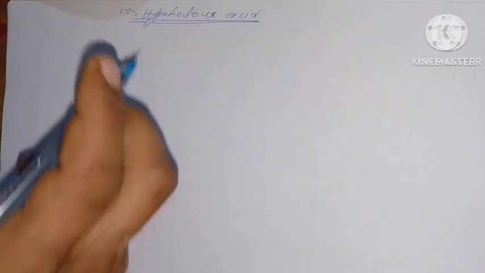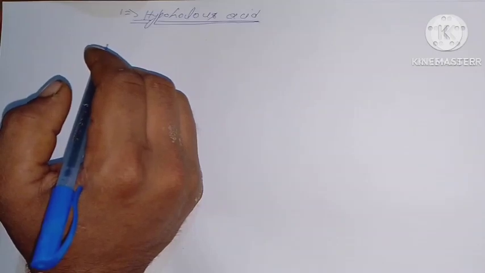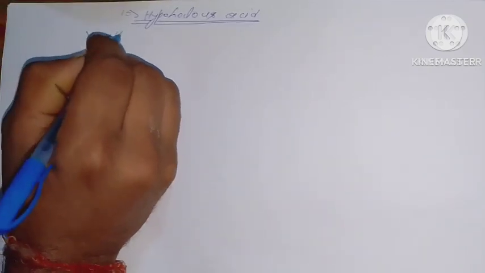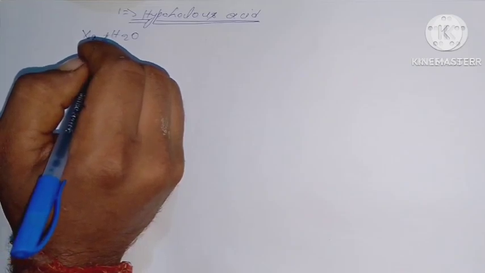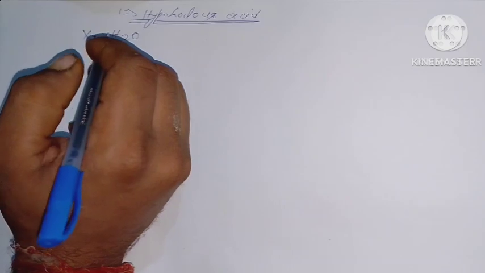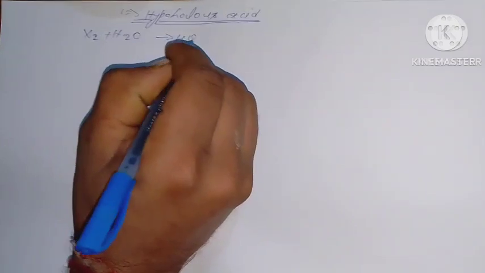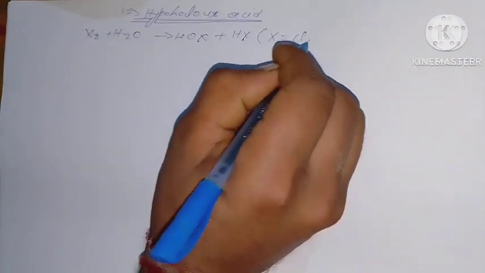When halogen is passed into water, hypohalous acid along with HX is formed due to disproportionation of the halogen. X2 plus H2O gives HOX plus HX, where X is chlorine, bromine or iodine.